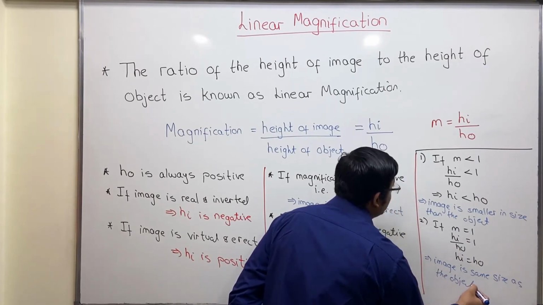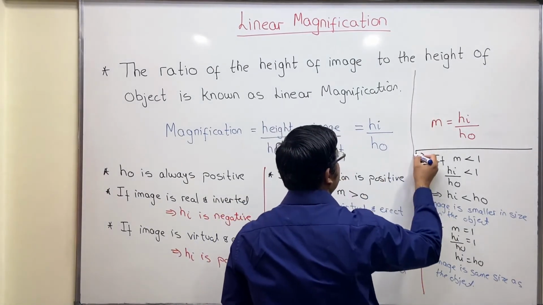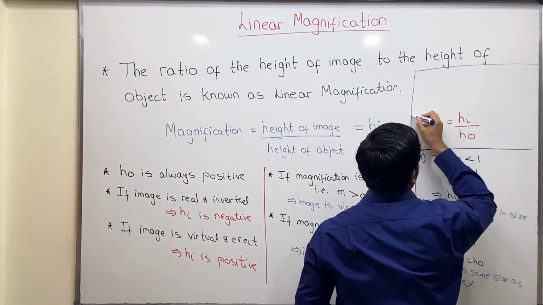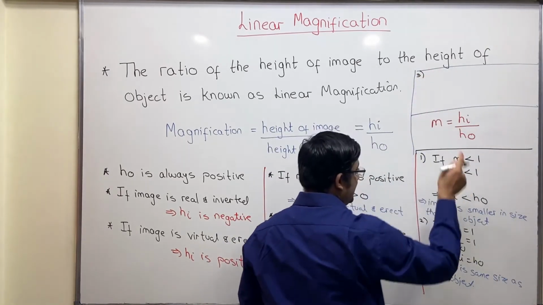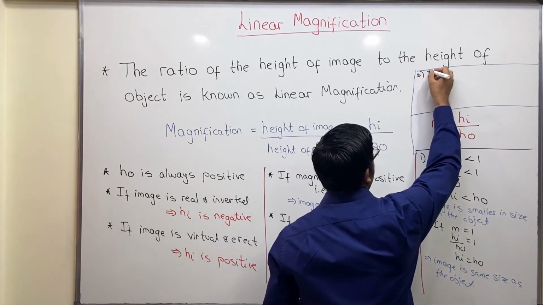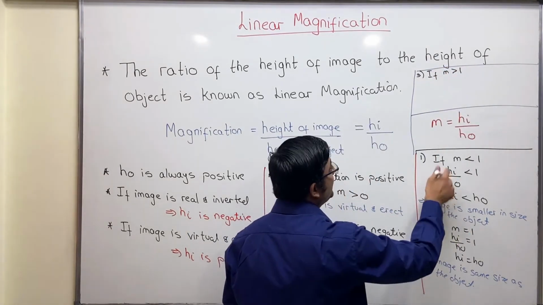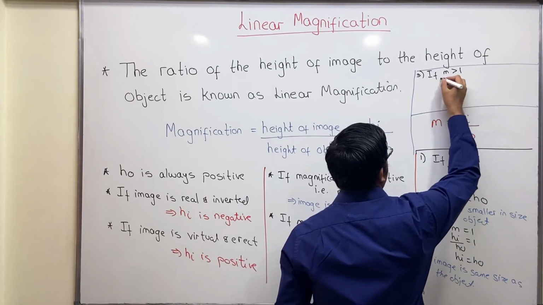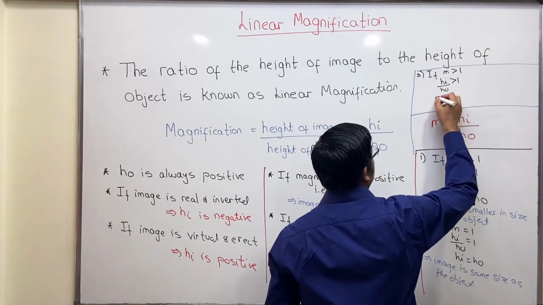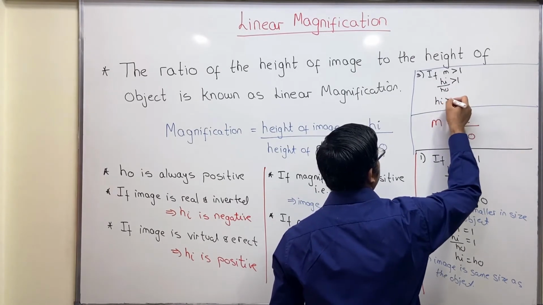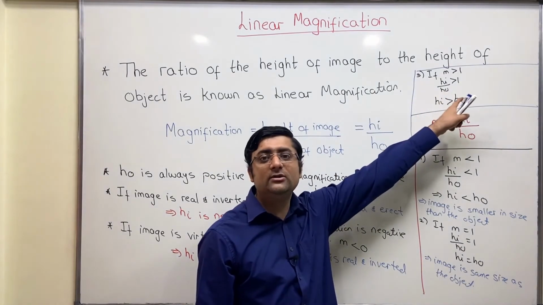Now, where do I do case 3 guys? So I'll do case 3 over here. That is if magnification is greater than 1. So if magnification is greater than 1 guys, what is magnification? HI by HO. So HI by HO is greater than 1. Means HI, take H over there, is greater than HO. Means height of image is more than height of object.